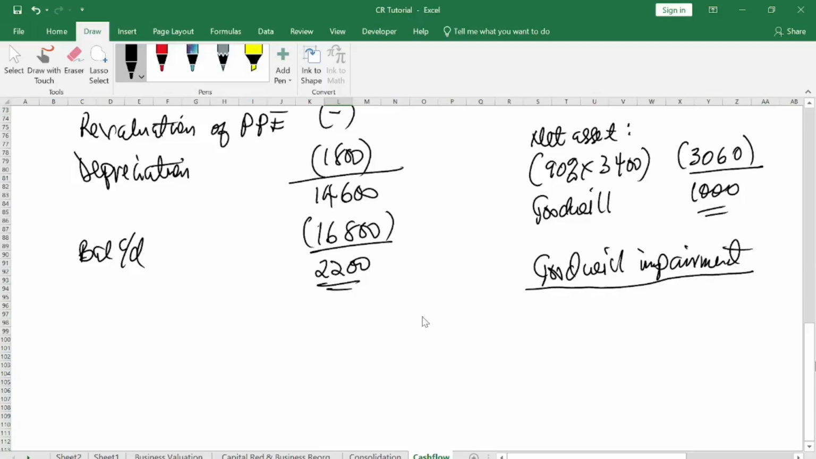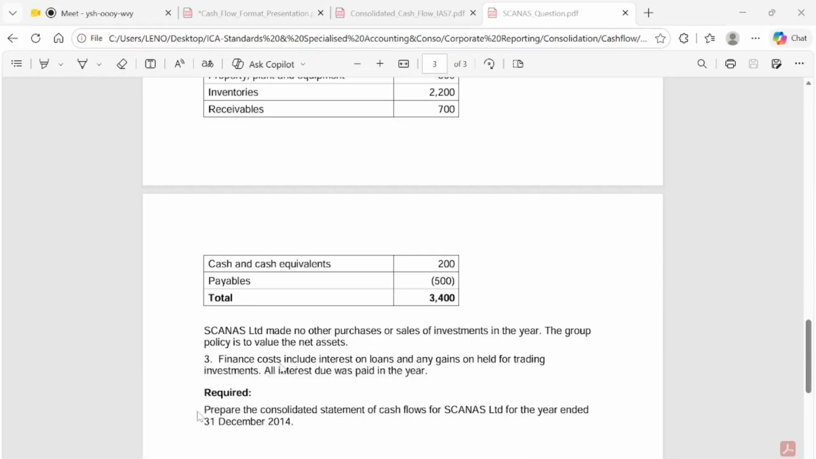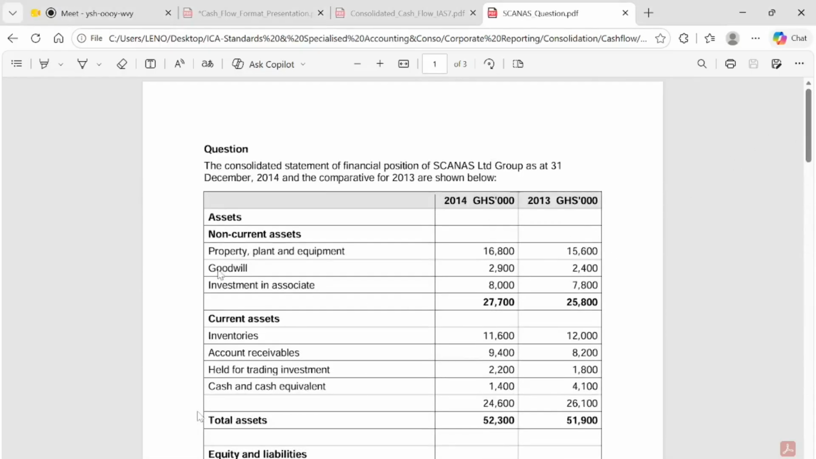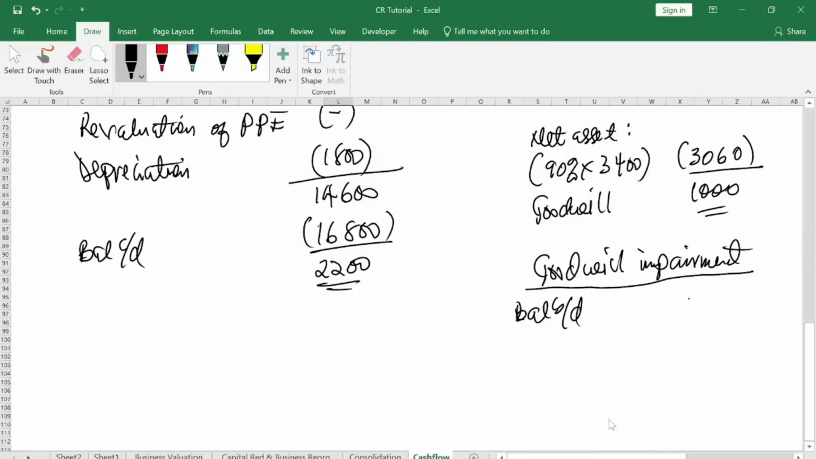How do we check whether goodwill is impaired? So here you start with the balance brought down of goodwill. Go into the statement of financial position. You'll see that they have goodwill at the beginning. Have you seen it? Beginning of goodwill is 2,400. You understand?